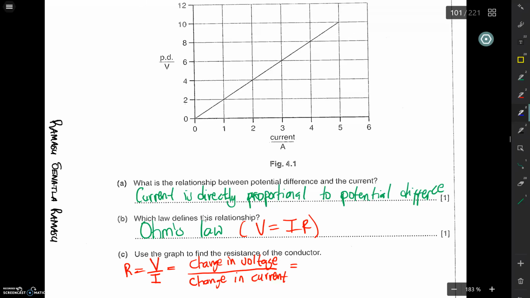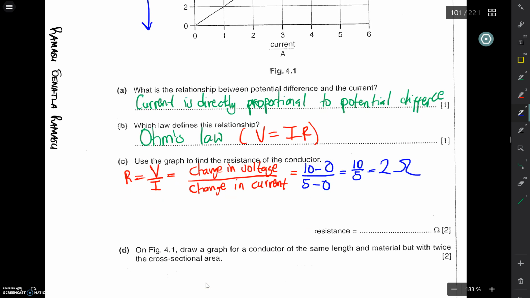So if we look at the voltage here, the voltage changes from 0 to 10, right? So then we have 10 minus 0, because it starts at 0 and then it goes to 10. Then we also have a change in current, which goes from 0 to 5. So we have 5 minus 0. This is the same thing as 10 over 5. So then our answer becomes 2 ohms. So our resistance is equal to 2 ohms, right?